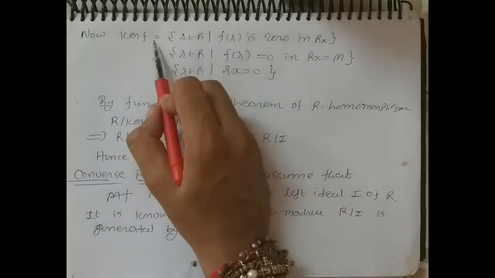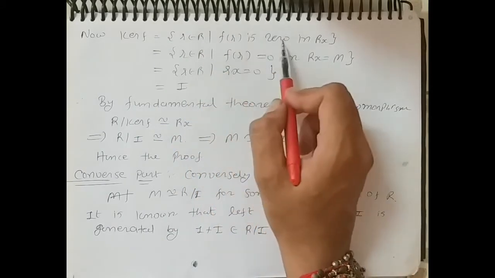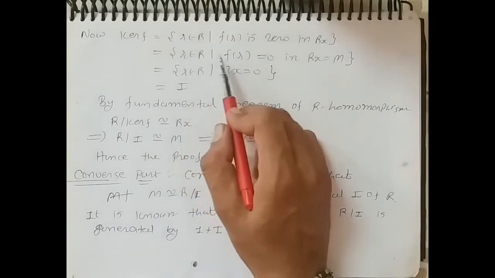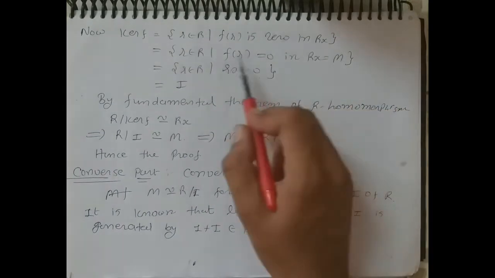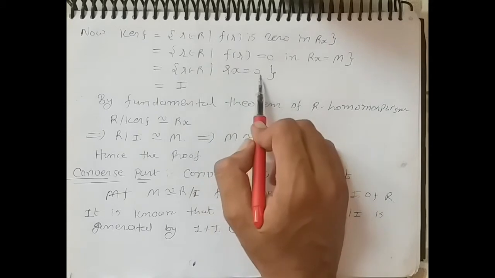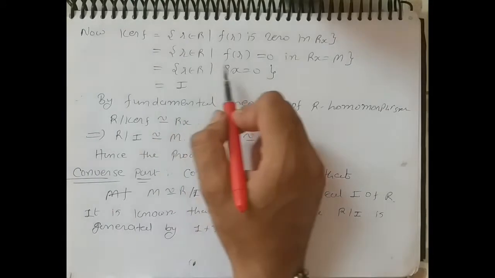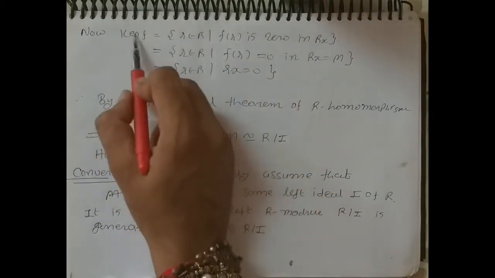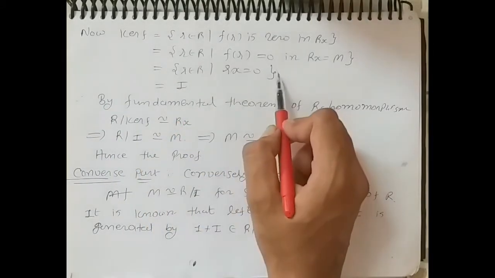Now kernel of f is equal to the set of all elements r from the ring R such that f of r is 0 in Rx. Now the set of all r belongs to R, f of r is equal to 0 in Rx, is equal to M. Now what is the map defined as? f of r is equal to rx is equal to 0, but this set, r belongs to R, rx is equal to 0, is our I. Okay, so kernel of f is I. We have constructed I as this set.